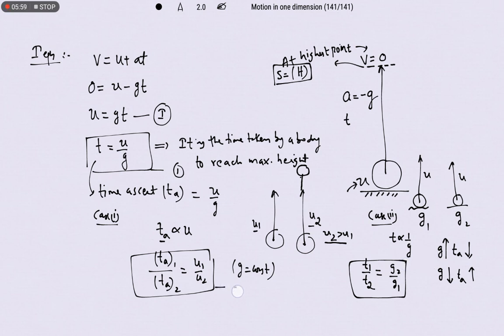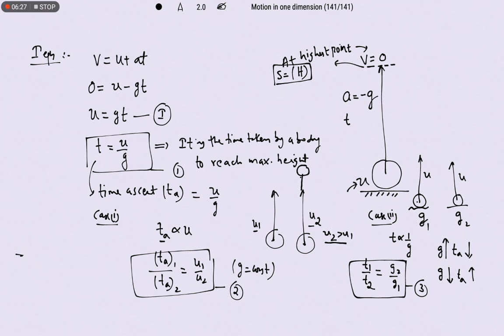Okay, let us take this as equation number 2 and this as equation number 3. So in this way we can relate the time of ascent by keeping acceleration due to gravity constant and by keeping velocity of the object constant at different locations. That means at two different points the acceleration due to gravity is different. So this is about the first equation of motion when the object is thrown vertically upwards.